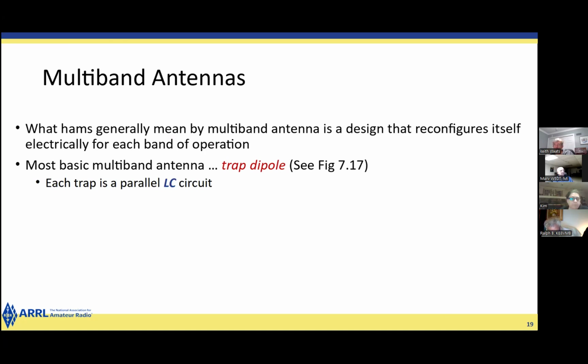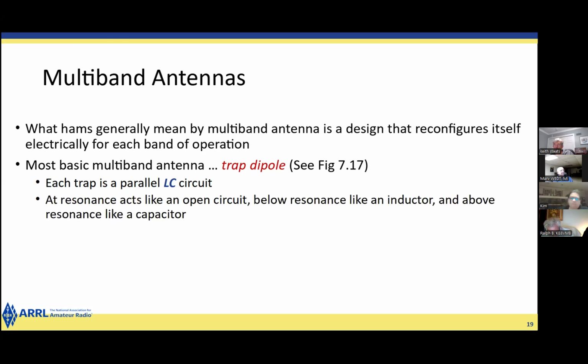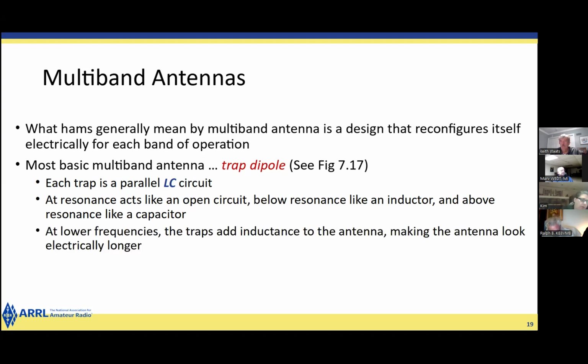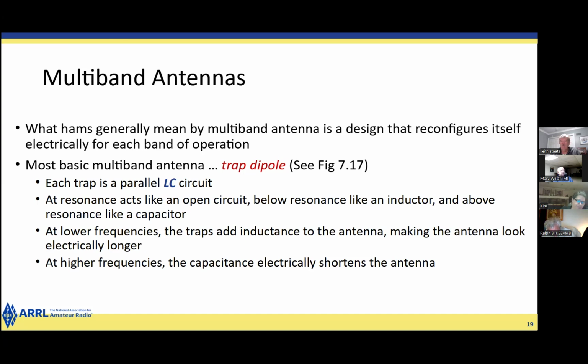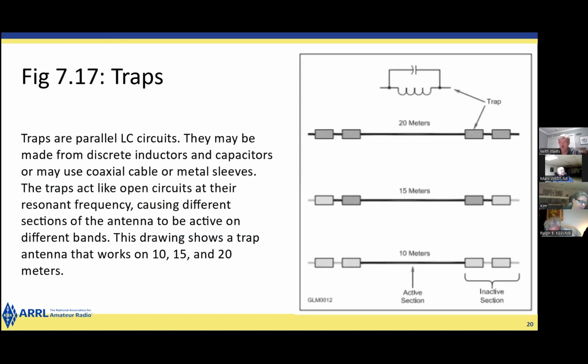Each trap is a parallel LC circuit. It acts like an open circuit at resonance, and below resonance, it's like an inductor, and above, like a capacitor. At lower frequencies, the trap adds inductance to the antenna, and it makes the antenna look electrically longer. At higher frequencies, the capacitance electrically shortens the antenna. Here's a typical setup.